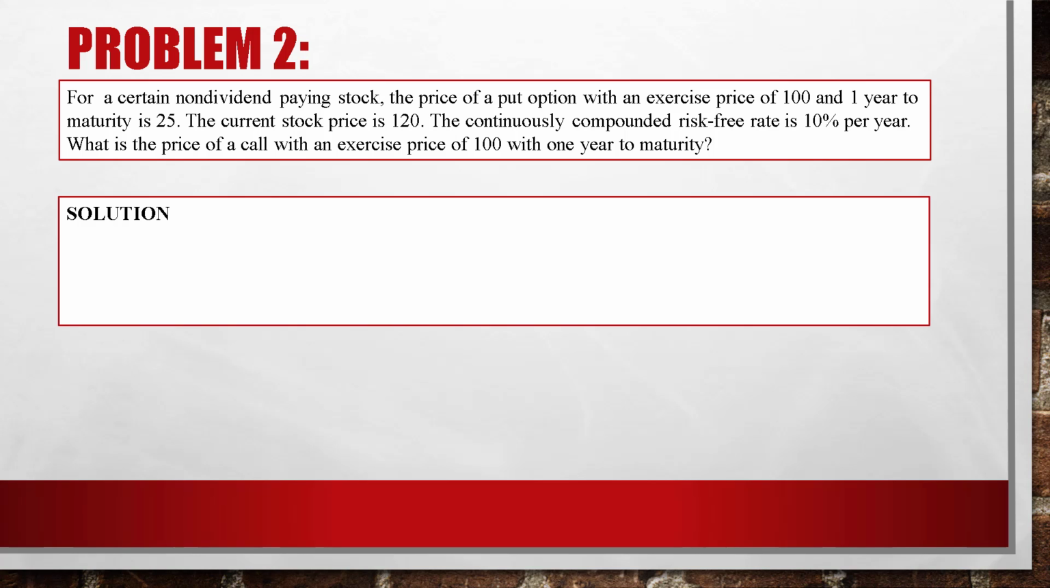So, for this problem, it's given a put option and it's asked for a call option. So we have to use the put-call parity. The put-call parity says that the call price minus the put price with the same strike and duration should be equal to the stock price times e to the negative delta t minus K times e to the minus rt. Delta here is 0 because this is a non-dividend paying stock.